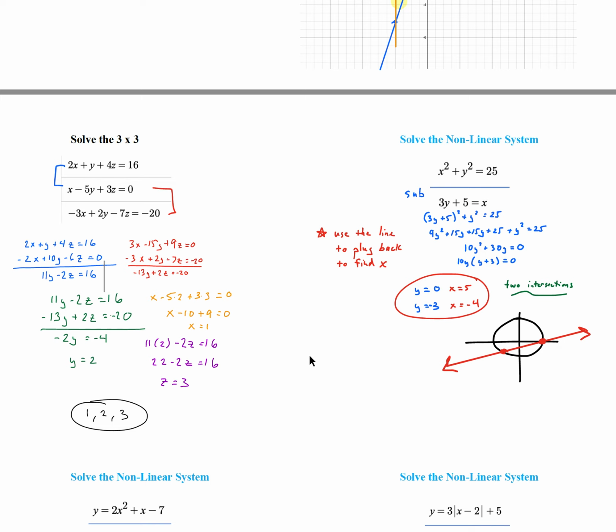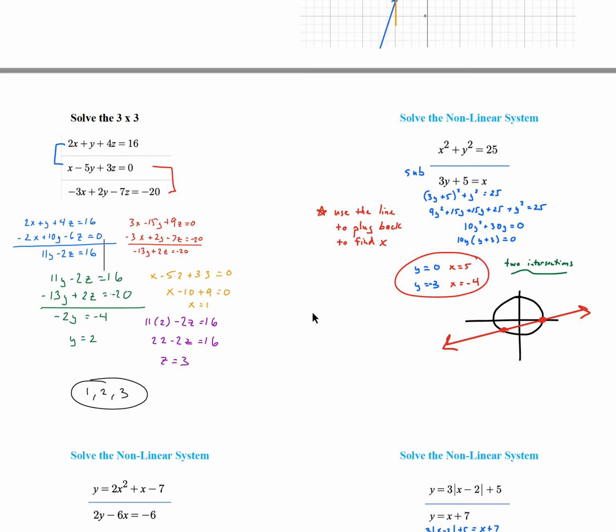All right, nonlinear systems. You are almost always going to use substitution on nonlinear systems. So I take this x value and I say, all right, well, if x equals 3y plus 5, I'm going to take that and substitute it in for x, which is what I do to get this line right there. 3y plus 5 squared plus y squared equals 25.